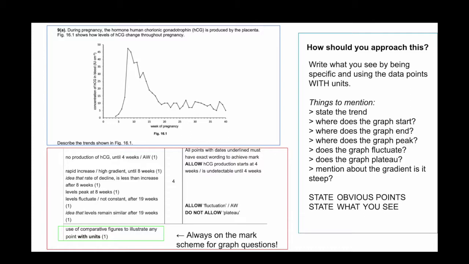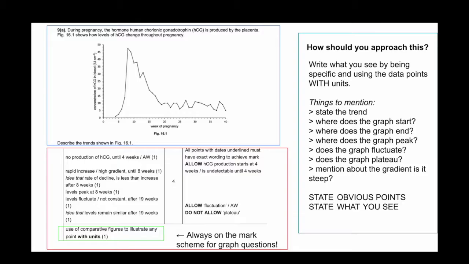So how should you approach this? This is the exact framework you should write down in your notes and implement. State the trend. So what I mean by that is, does the graph fluctuate? Does it plateau? Say when. Where does the graph start? So 4 weeks. Where does the graph end? 40 weeks. Where does the graph peak? About 8 weeks. And then also mention the gradient. Is the gradient steep? Is it increasing, then decreasing, increasing? Or is it just increasing and decreasing?